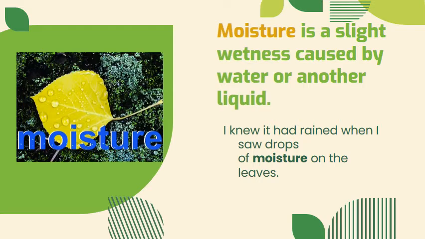So sometimes you wake up in the morning and you find that there are small drops of water on, let's say, the ground or on things, on wood, for example, or on flowers. So these are called moisture. Okay, they are slight wetness.